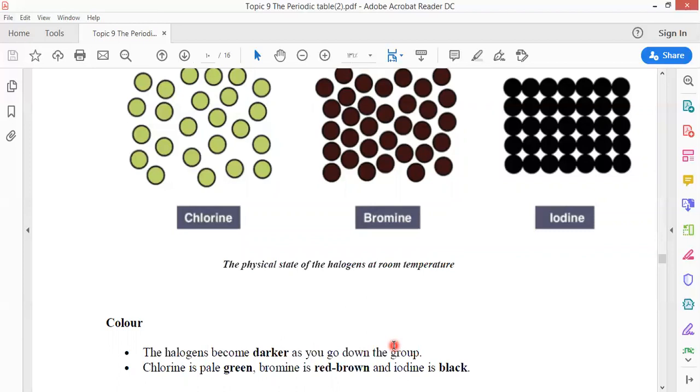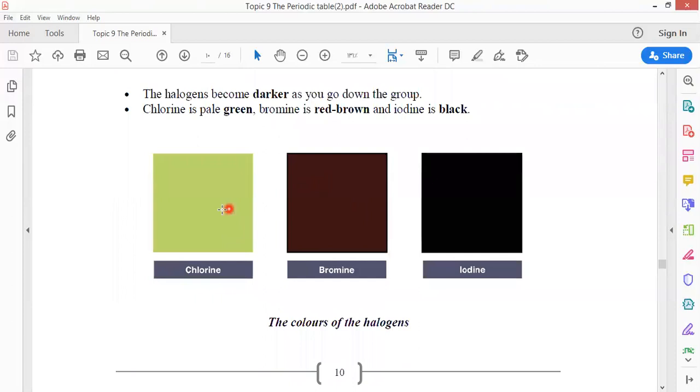So halogens become darker as you go down the group. Chlorine is a pale green, bromine is a red brown, and iodine is a black. So by going down group number 7, color gets deeper. As you see here, chlorine, bromine, finally iodine. As you see here, color gets deeper.